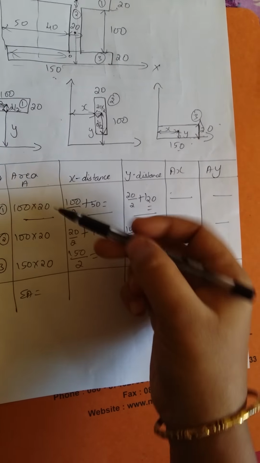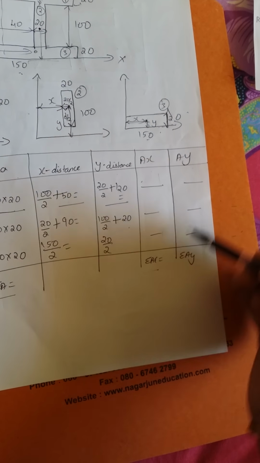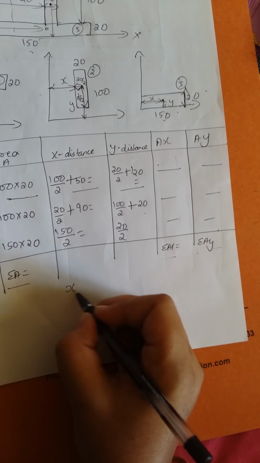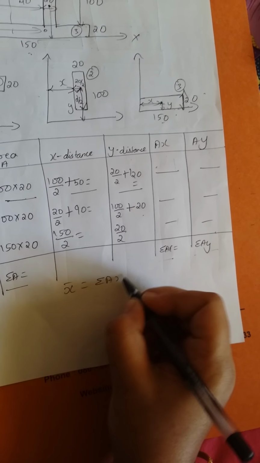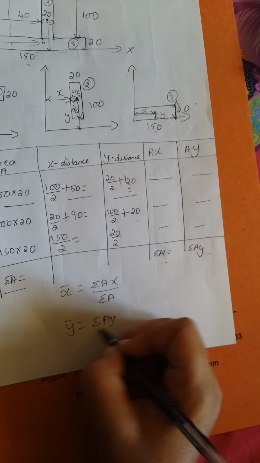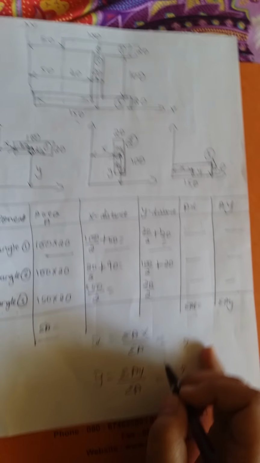Now do the summations: add all the values and find sigma a. Next, add all the values and find sigma ax, then add all the values and find sigma ay. Now finally find x bar equals sigma ax by sigma a, y bar equals sigma ay by sigma a. This is how you need to find the centroid for the I section.